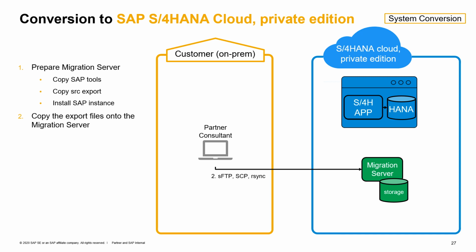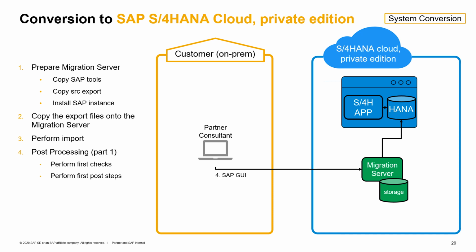In step number 2, the consultant will now copy all the migration files into the migration server. These are the files that will be exported and generated in the source environment and will be contained in the Software Update Manager folder. In step number 3, subsequently, the Software Update Manager can be started in the migration server, and with this, the conversion process can continue in the target.